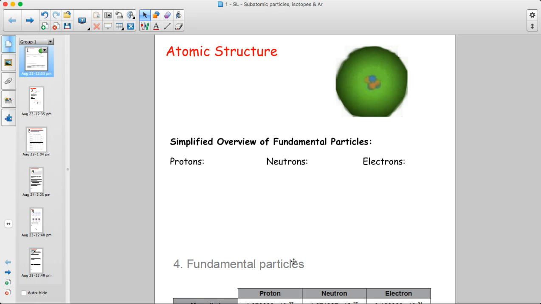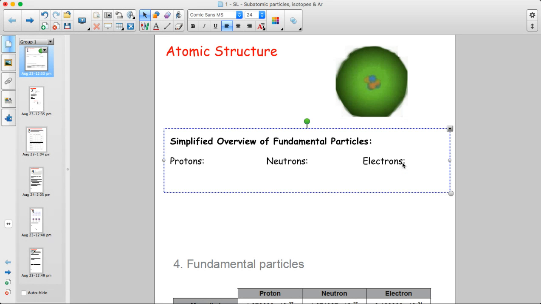Atomic structure is topic 2 of the IB syllabus, and it's going to be our second unit as well. A lot of these basics you guys have heard before, and I'm just going to do a really quick overview of them. When you think of an atom, you probably know that it's composed of smaller fundamental particles, what we can call subatomic particles or fundamental particles. Those are protons, neutrons, and electrons. So just a simplified overview of those things.